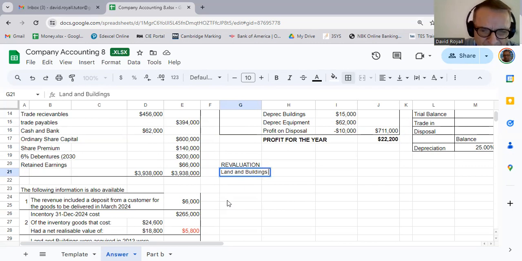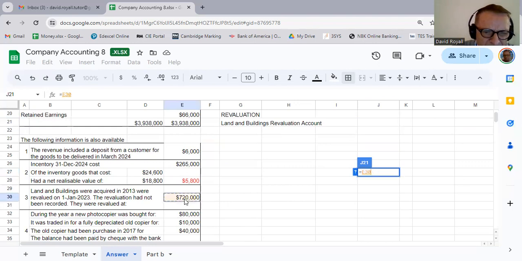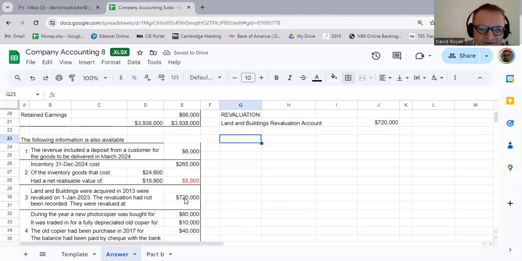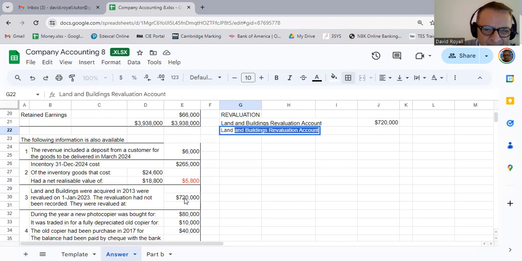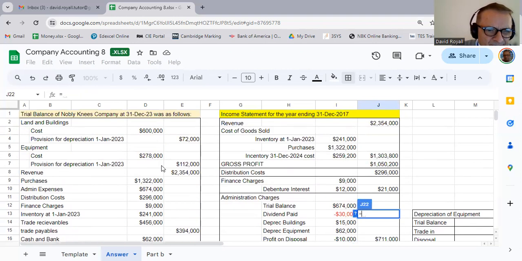Now, what we mean by that is, what's the actual value of the land? Well, we're told it's been revalued at 720. There's our starting point. So let's start with the original cost. Land and buildings, the original cost. Well, that was done for us on the trial balance. So there's our land and buildings at 600,000.